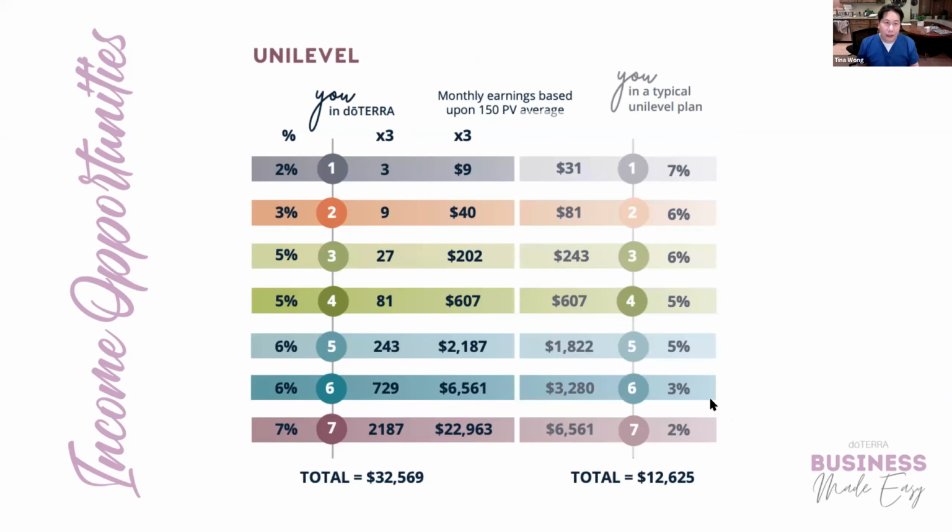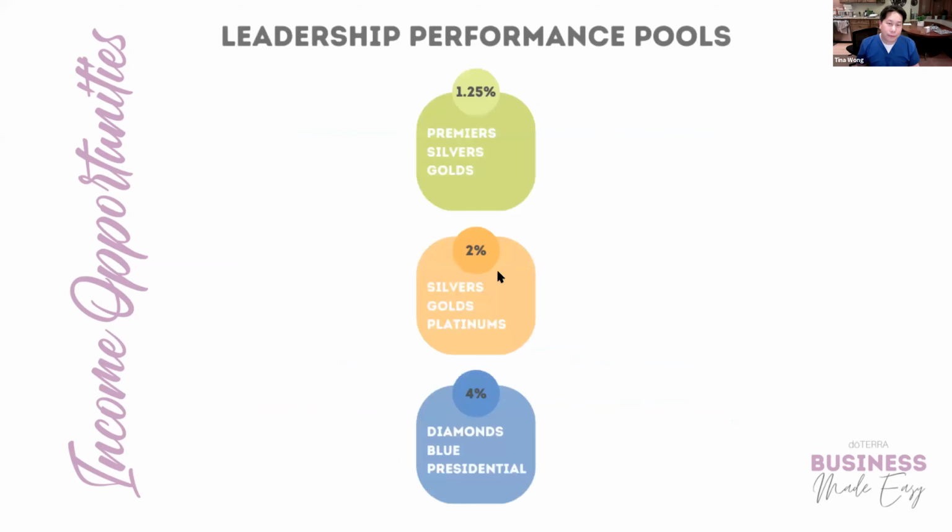So we went over this unilevel. This is actually where doTERRA shines, is their unilevel bonus structure. Another opportunity to earn money is with their leadership performance pools. This is where it's almost like profit sharing, where that's not just based on your team's volume, but this bonus is based on how doTERRA did as a company. And they'll share 1.25% or 2% or 4% depending on what rank you hit that month.